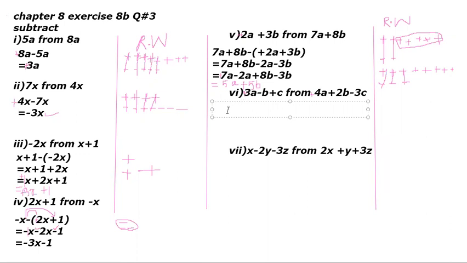Okay, first I need to write 4a plus 2b negative 3c. This is our negative sign, this is negative 3c. I need to write first this second algebraic expression, that is 4a plus 2b minus 3c. Then I need to put a negative sign, and before writing the next algebraic expression, I have to introduce the parenthesis.